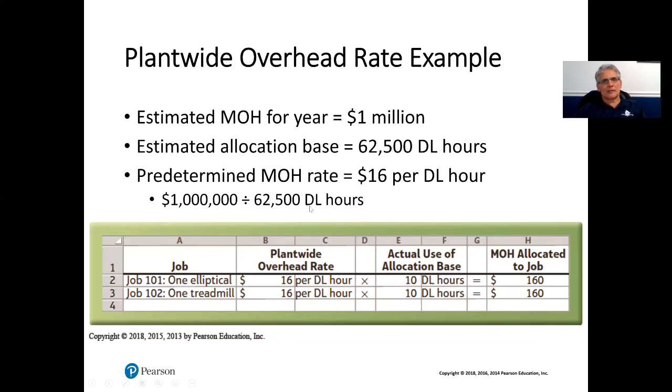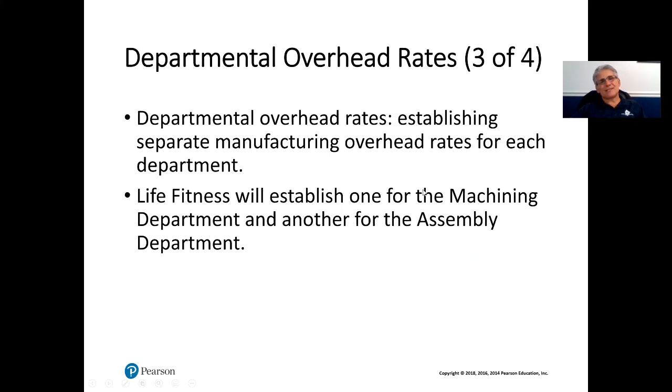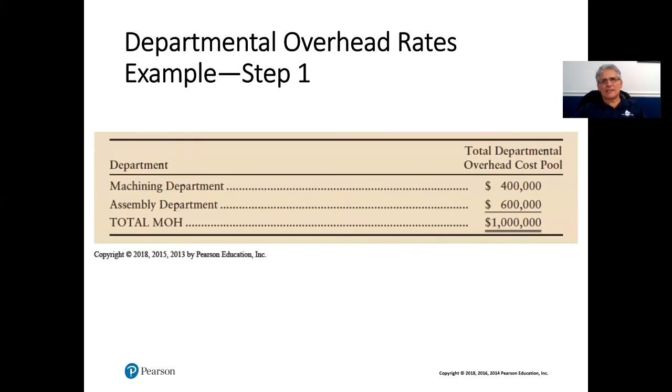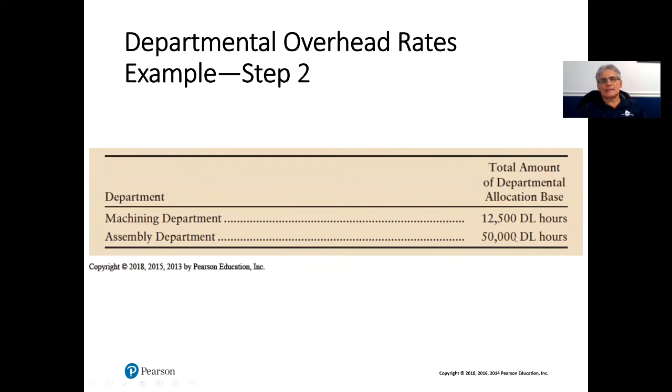62,500. That's what we use for the plant-wide. So because this is just breaking it down in more detail, in total it's the same, 62,500, but we're breaking it down into more detail. Of that 62,500, 12,500 is for machining, and assembly is 50,000. So we're just breaking things down in more detail.